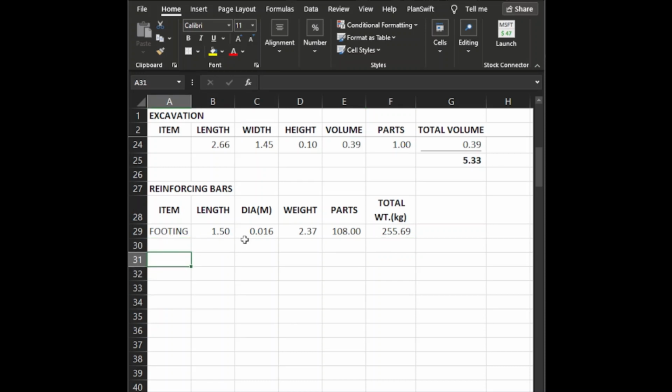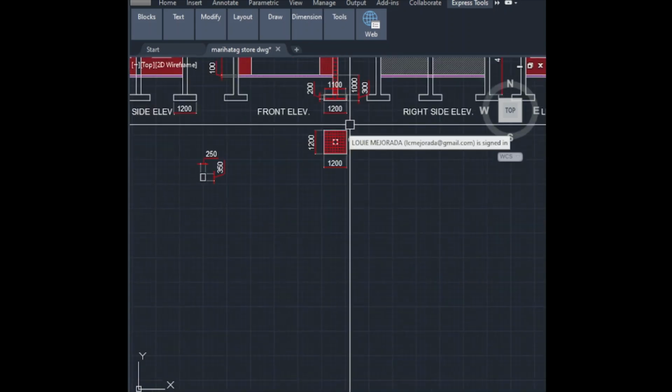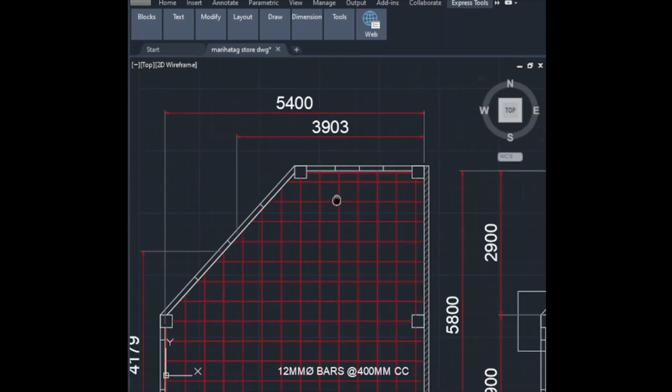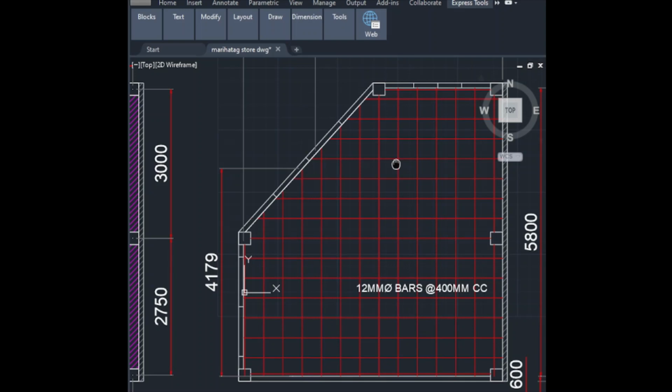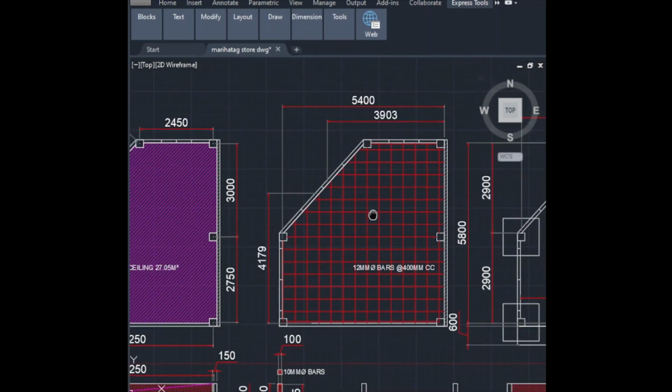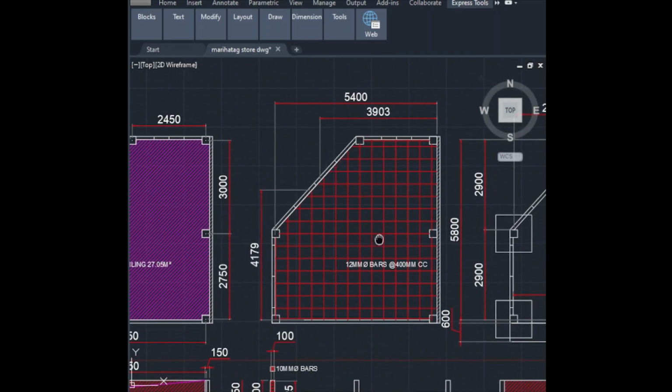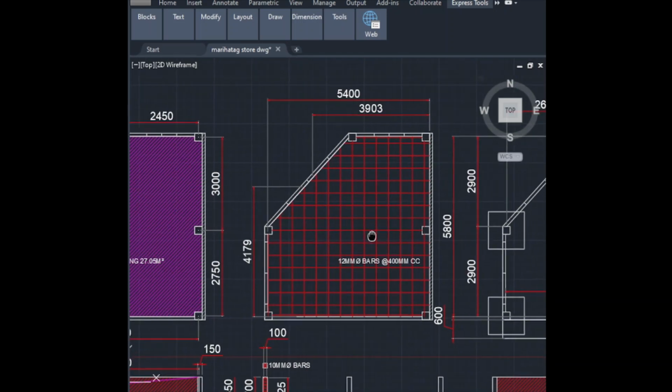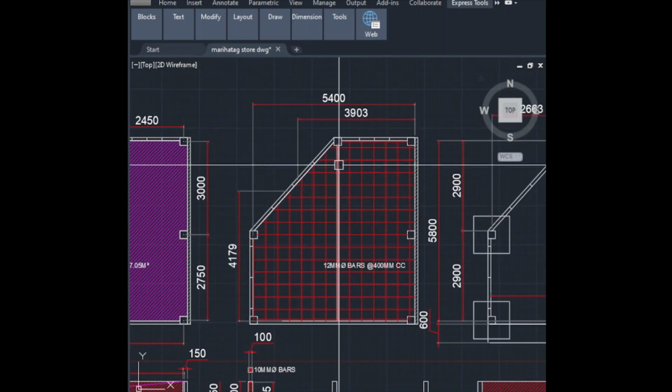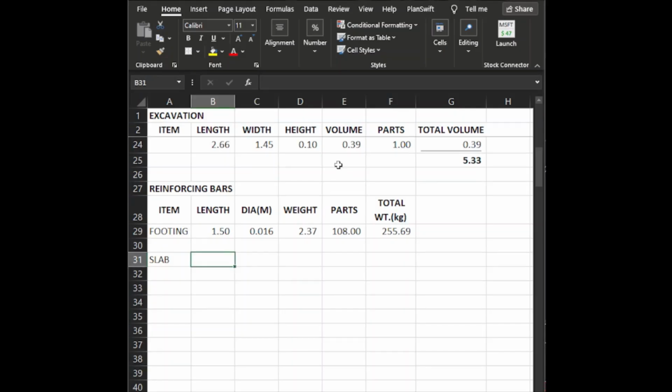So the next part is we will compute the slab. For the slab, we have a drawing here. For our slab, we will first take this one, 5.8 meters. 5.8 meters. Then we have 12 mm.